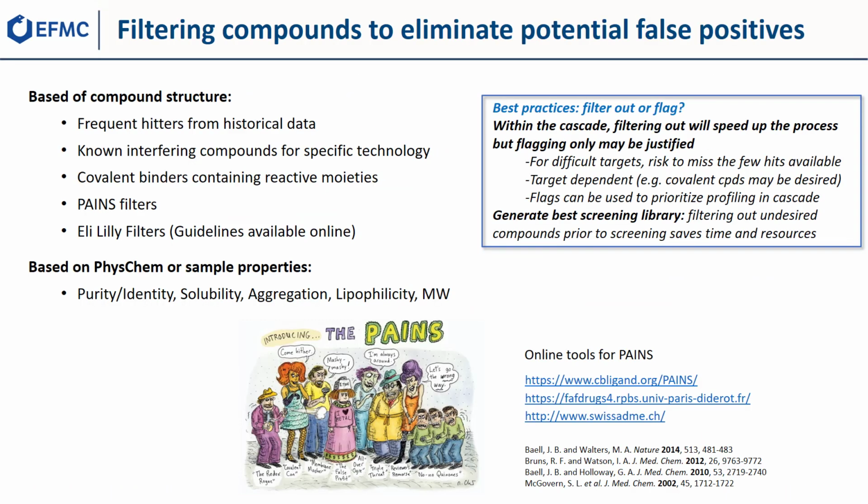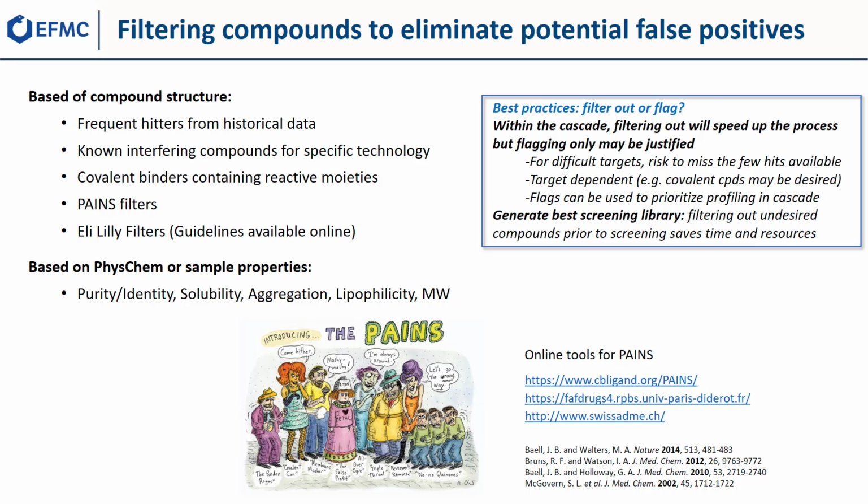So let's go into how we can filter compounds. As mentioned, we often do that based on compound structure: frequent hitters, compounds that interfere with a specific technology like fluorescence, covalent binders containing reactive moieties. PAINS filters are available online that you can use, and you have links to these on the bottom right side of this slide. And some companies like Eli Lilly have developed their own filters based on structural properties.